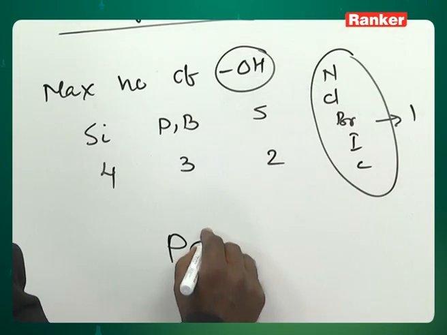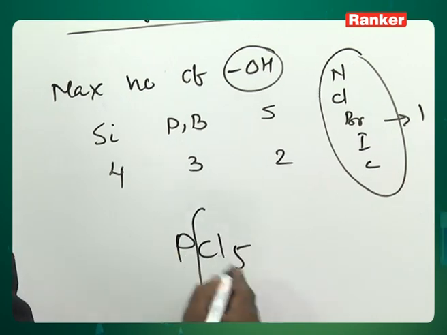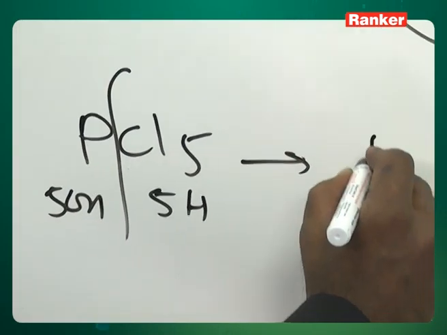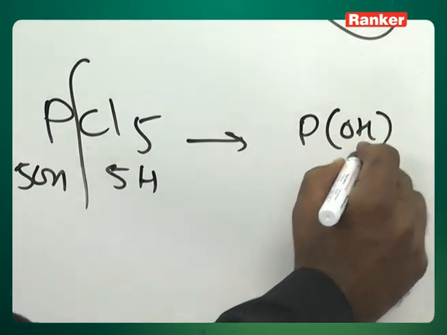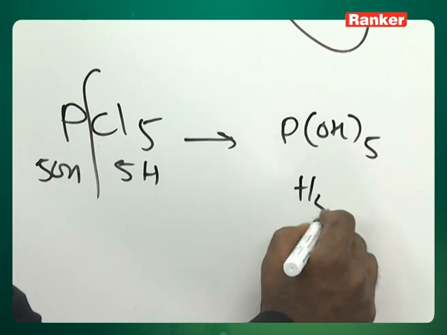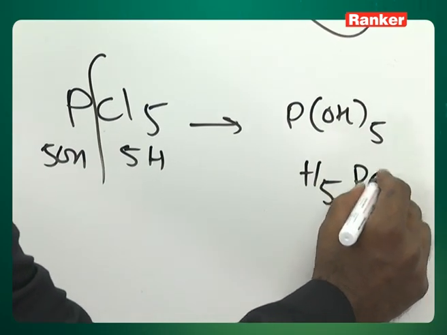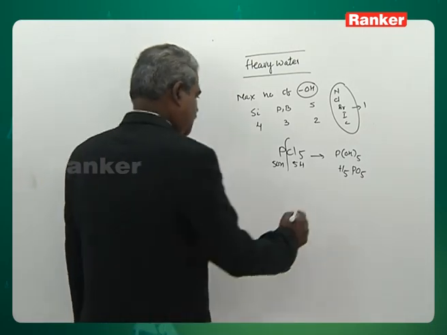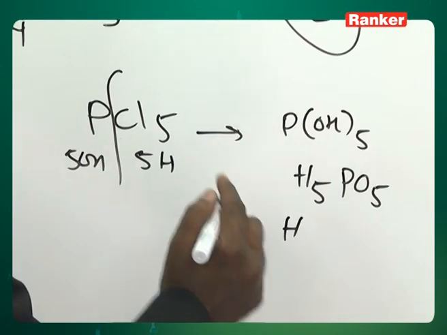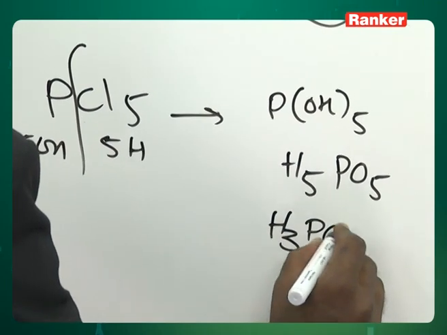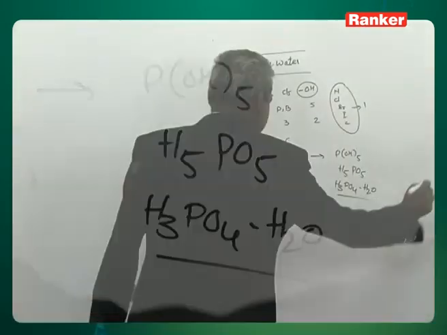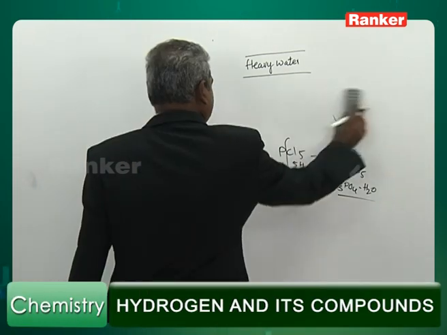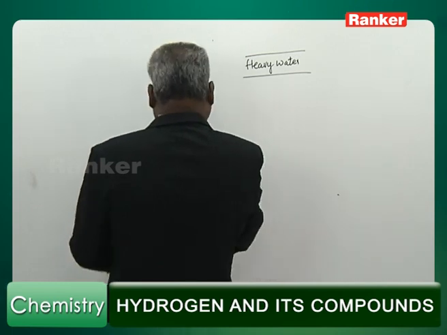So PCl5, when you break normally 5H, 5OH. You are getting P(OH)5. Nothing wrong in calling it H5PO5. There is nothing wrong at all. H5PO5 is perfectly all right. But it is H3PO4 dot H2O, hydrated phosphoric acid. Maximum number of OH groups that can be permitted.